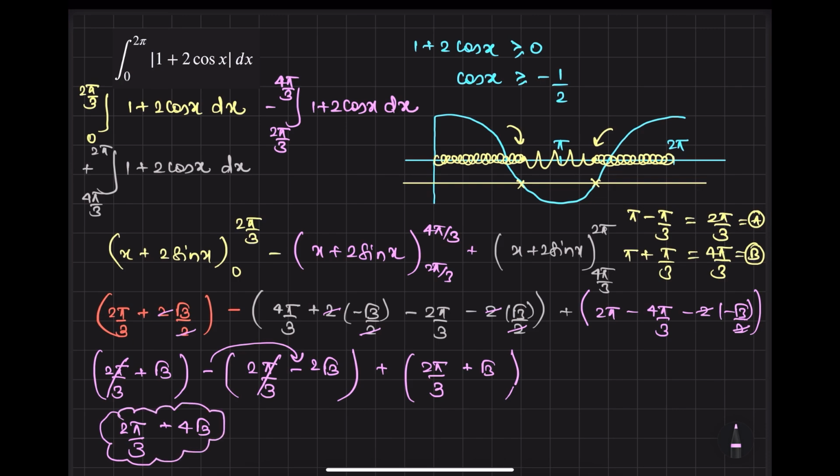Therefore, the definite integration of the given question is 2 pi by 3 plus 4 root 3. I hope the idea is clear. You got the approach, and I wish you guys can handle these situations gracefully.